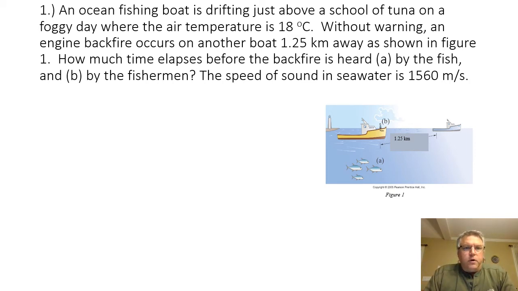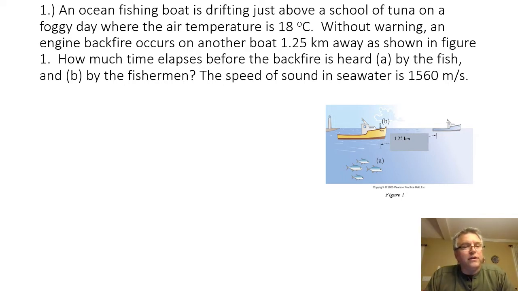An ocean fishing boat is drifting just above a school of tuna on a foggy day where the air temperature is 18 degrees Celsius. Without warning, an engine backfire occurs on another boat 1.25 kilometers away as shown in figure 1. How much time elapses before the backfire is heard A, by the fish, and B, by the fisherman? And we are told that the speed of sound in seawater is 1,560 meters per second.